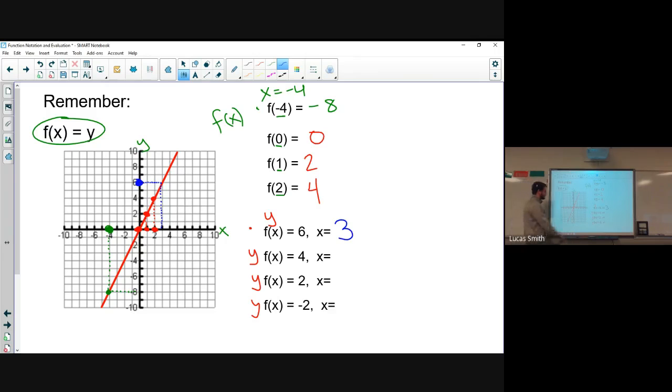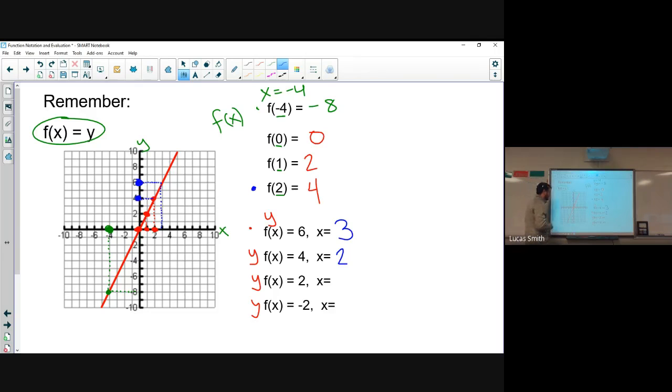Okay, what about this other one? Y equals 4. I'm going to go up to 4 on the y-axis. I'm going to go over to my graph. Hits right there. And if I go down, I'm going to be at 2. Okay, that's similar to one of the ones we did up here, right? It's just the opposite order. You're given 2 as the x value, and it gives you 4.